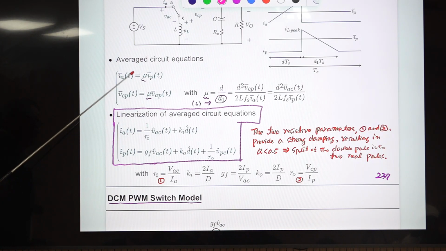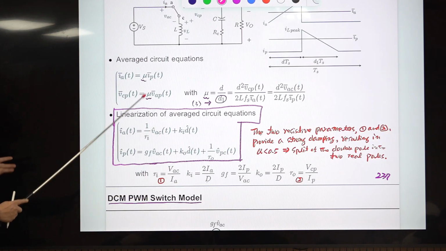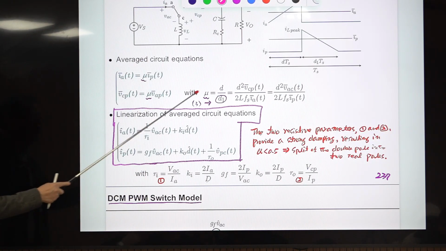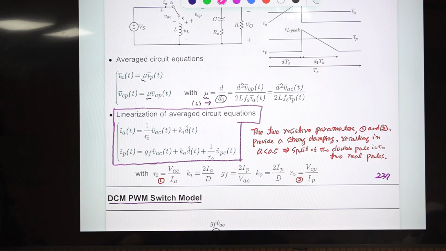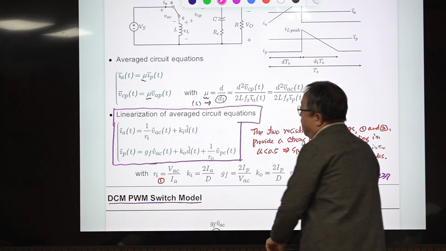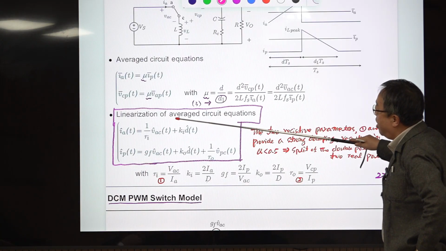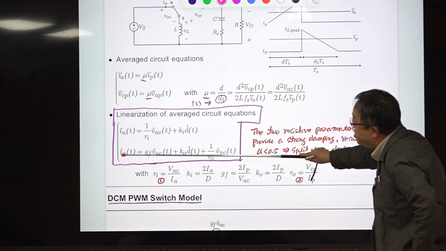Then D1 is known. Then this ratio, this mu, is this one, okay? So you have the average equation of everything. So you have this simple equation, and this is given by this, and this is known. Then you linearize this equation, okay? This is a very painful job, very tedious job. And Vorperian went through this, and he concluded this. Then the linearization of the average equation is expressed in this manner.